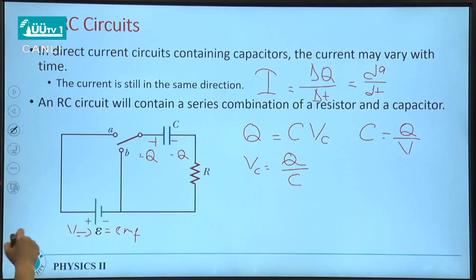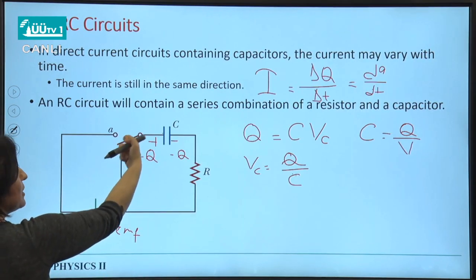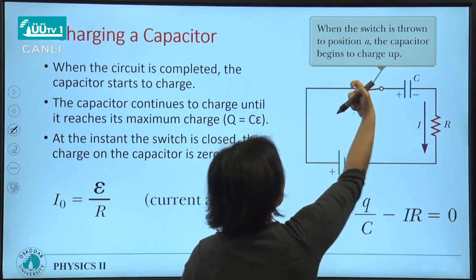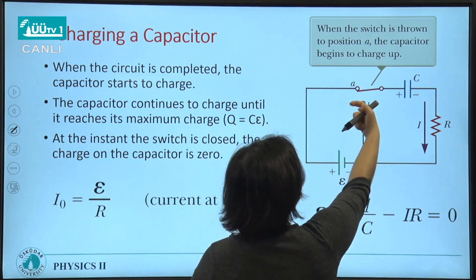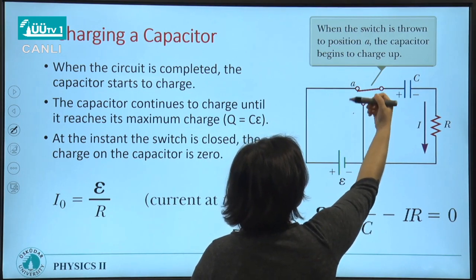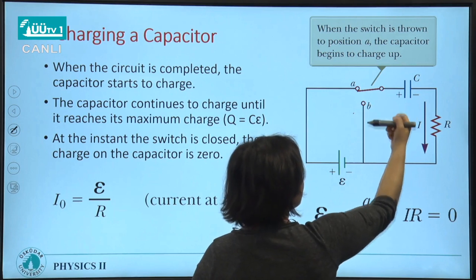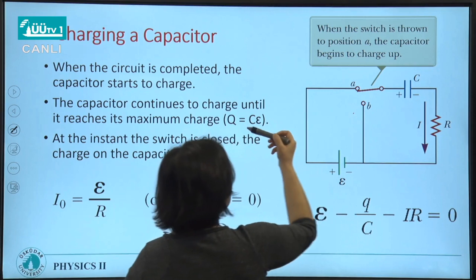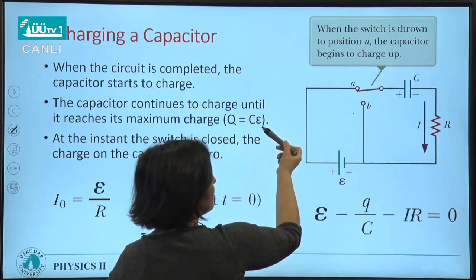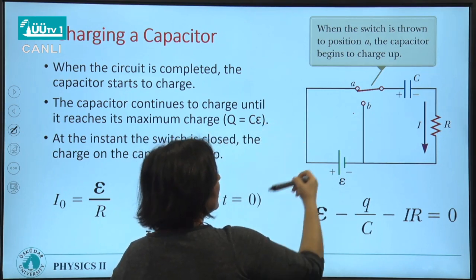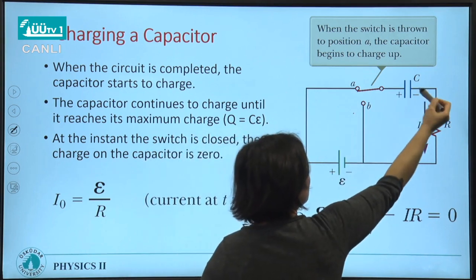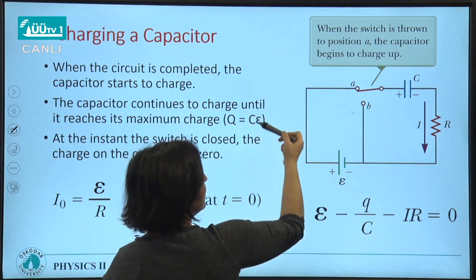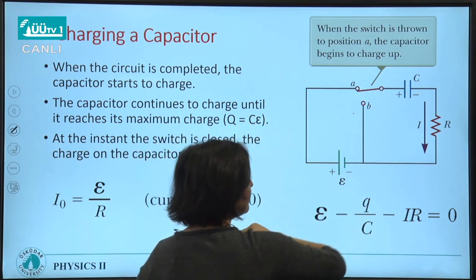Here you can see there's a switch, an open switch. If we connect this switch to point A, when the switch is thrown to position A, the capacitor begins to charge up until the charge in the capacitor becomes C times epsilon, C times EMF. The maximum charge of the capacitor should be equal to Q equals C times epsilon.